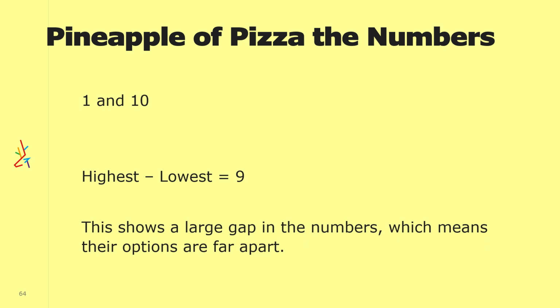It's a large range. So it's showing that the people who said the pineapple pizza is 1 out of 10 and the other person who said it's 10 out of 10, they don't agree at all. So it shows the gap in numbers, which is also an inconsistent opinion. So it does show consistency, but just a slightly different version. But overall, range measures consistency.